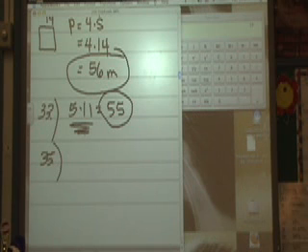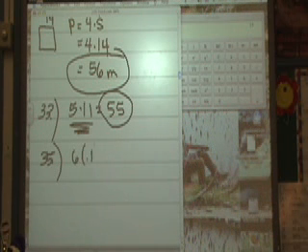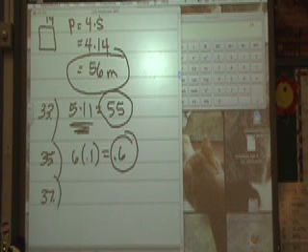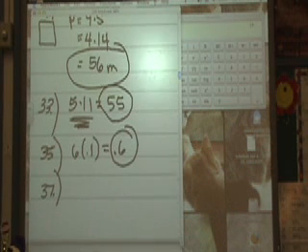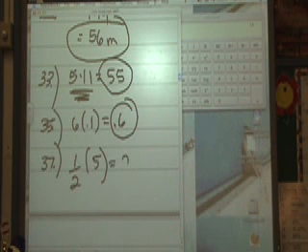Number 35, 0.1 times the square root of 36. William, I take the square root of 36, which is what? 6. Times 0.1. And 6, yeah, 0.6. 37, 1/2 of the square root of 25. Olivia, what's the square root of 25? 5. What's half of 5? 2.5.